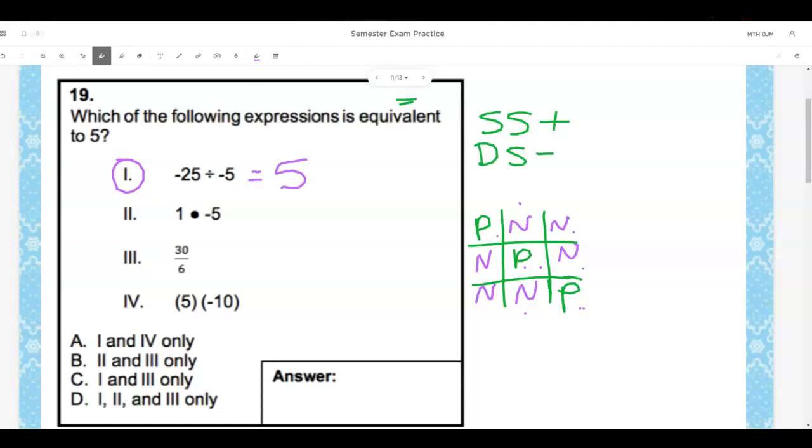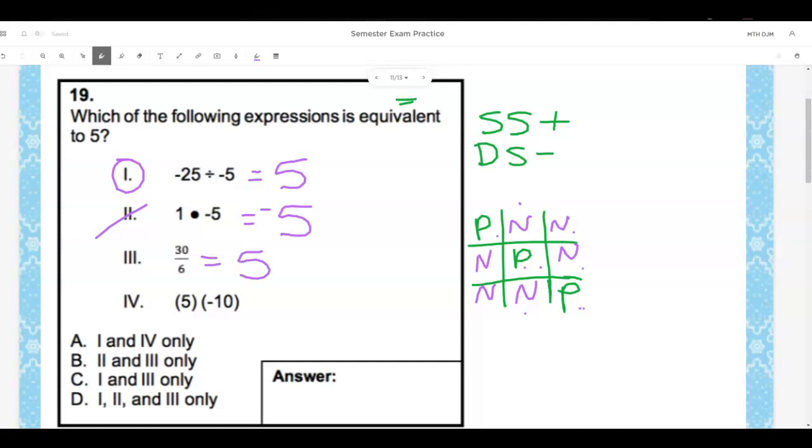The second part, 1 times negative 5. 1 times 5 is 5. This time, I've got different signs, so it's negative 5. Different signs negative, so it's not number 2. For number 3, 30 divided by 6. Well, 6 times what number is 30? Well, that's going to be a positive 5.